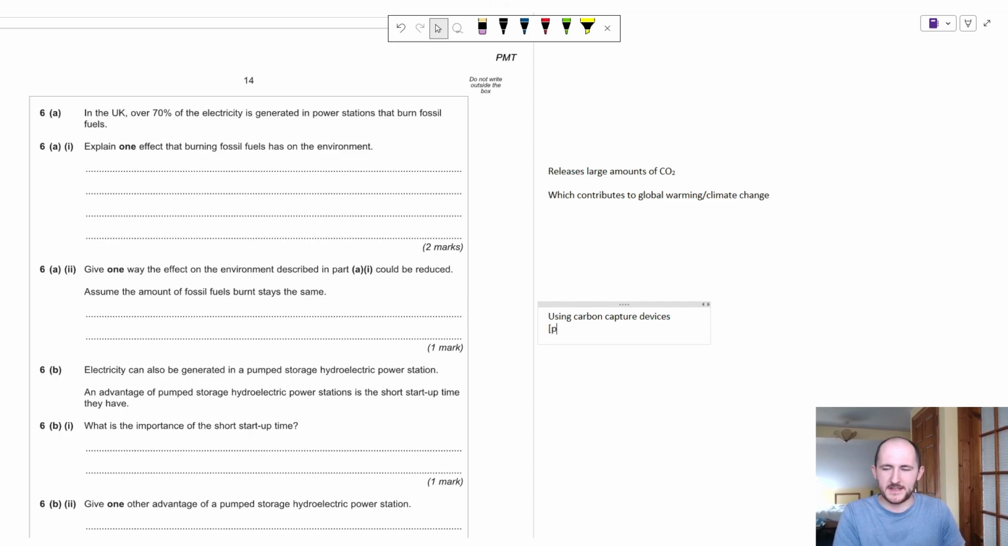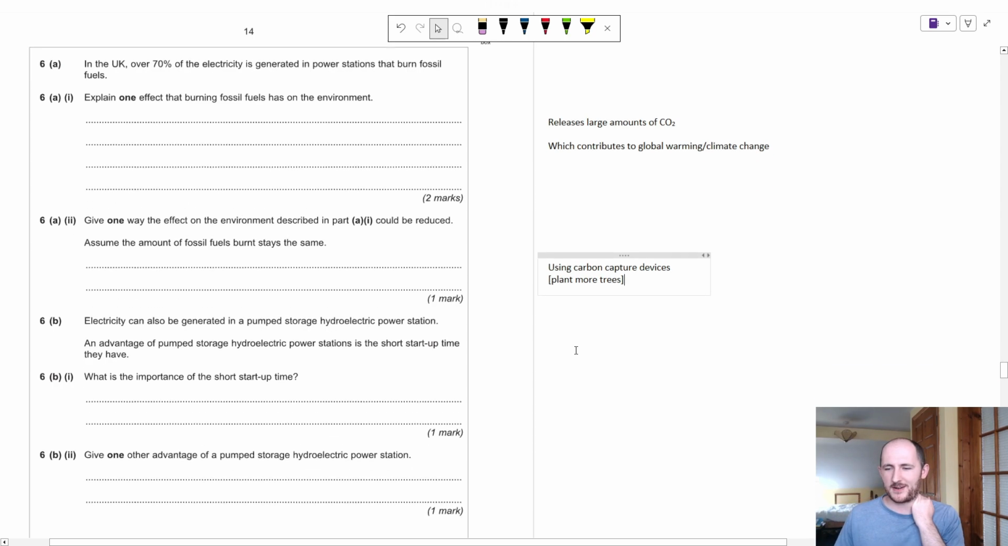Could I say... Alright, I'm going to put this in brackets again. I think I might be overcomplicating it. I can't remember if carbon capture devices were on the spec back then. So plant more trees should have been what I wrote. It's fine. If I lose the mark, it's fine.